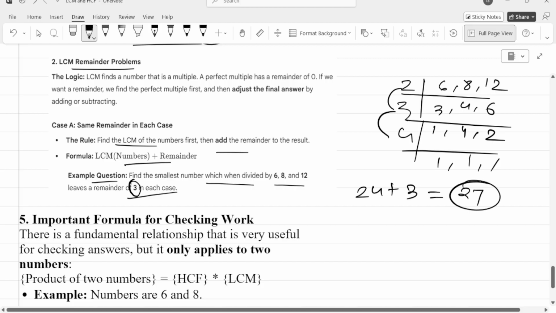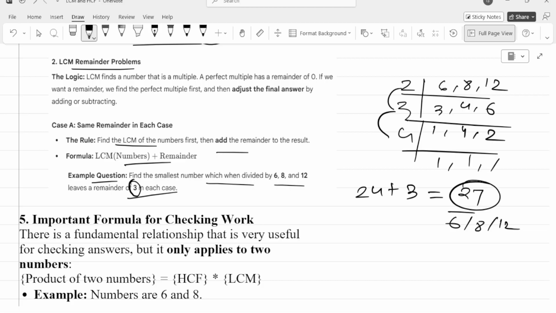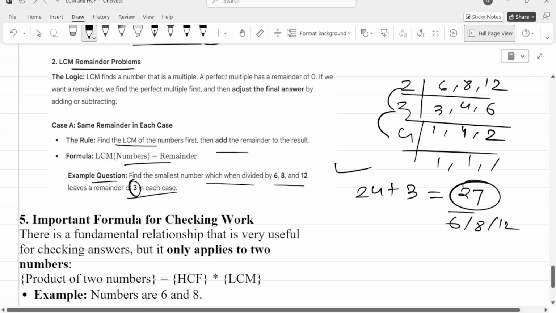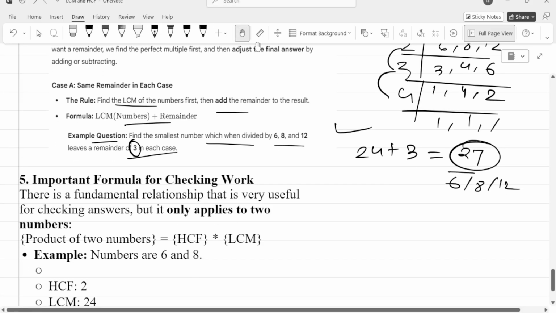So the answer is 27. To verify that it is correct, when we divide 27 by 6, 8 or 12, we always get a remainder 3. Table: 6 fours are 24 and 27 minus 24 is 3, 8 threes are 24 and 27 minus 24 is 3, 12 into 2 is 24 and 27 minus 24 is 3. So it is the correct solution. You can find and verify how to solve these problems.